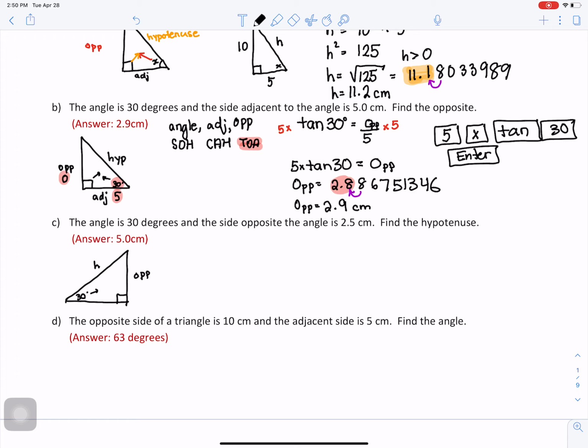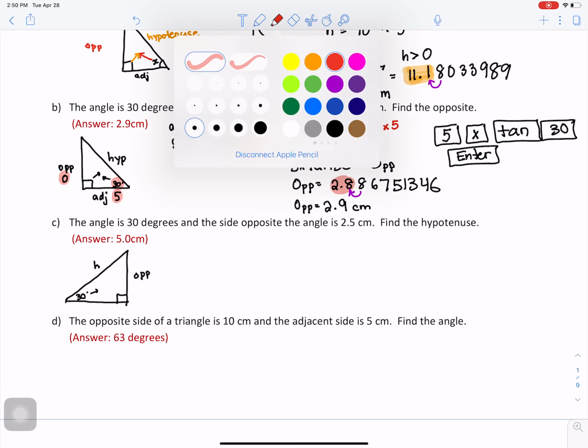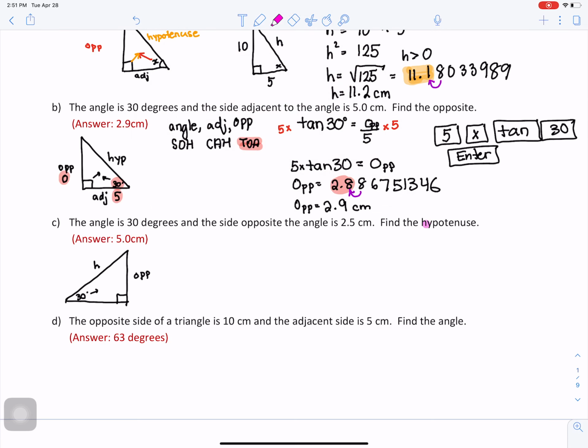And I don't even need to throw the adjacent in on my triangle, because the question is asking specifically, find the hypotenuse. So I want the hypotenuse involved in my question. I want the 30 degrees involved, and then the opposite side, they give me a value for it, and that value is 2.5. So I want to look for the ratio that has my opposite, my hypotenuse, and my angle.